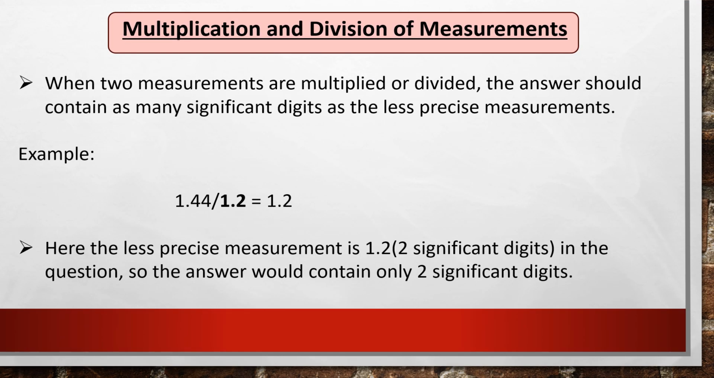Multiplication and division of measurements. When two measurements are multiplied or divided, the answer should contain as many significant digits as the less precise measurement. For example, when we divide 1.44 by 1.2, the answer is 1.2. Here the less precise measurement is 1.2, which has only two significant digits. So the answer would contain only two significant digits.